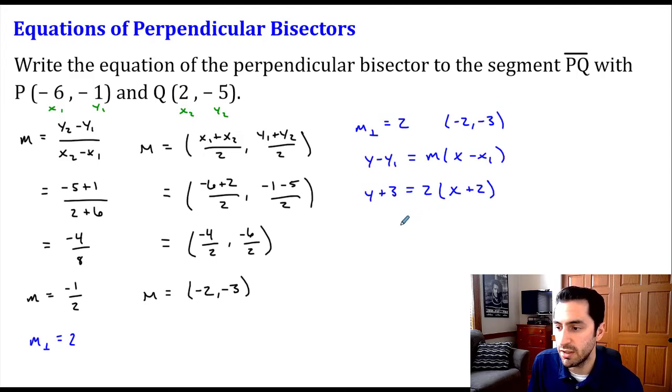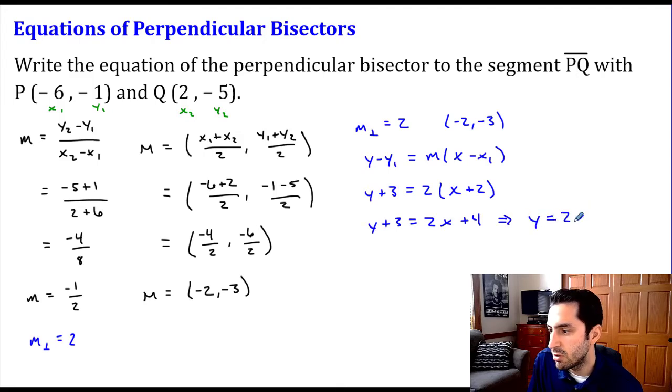And why don't we just rewrite this in slope-intercept form so we can see what that looks like. So to do that, we need to isolate y. And the first step is distributing the 2. So 2x plus 4. And then subtracting 3 from both sides. We are going to end up with the equation y is equal to 2x plus 1.